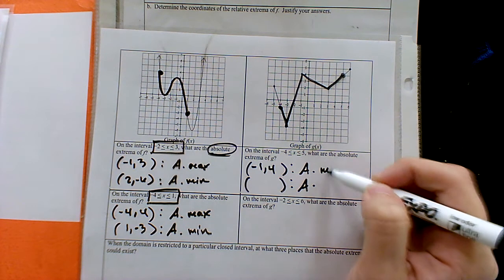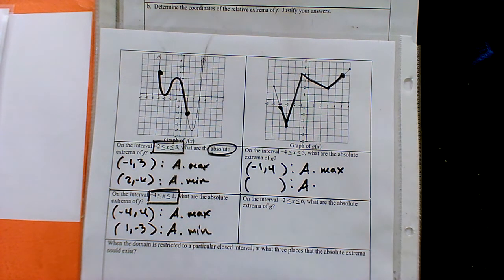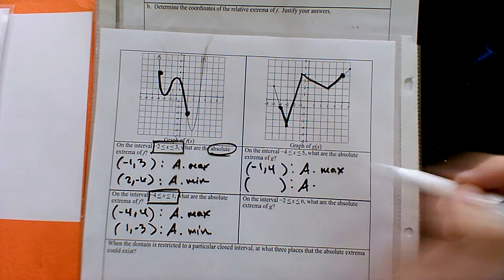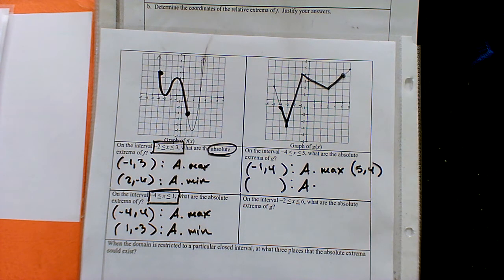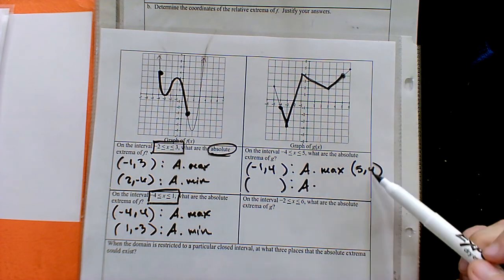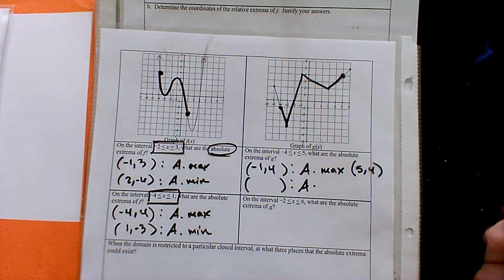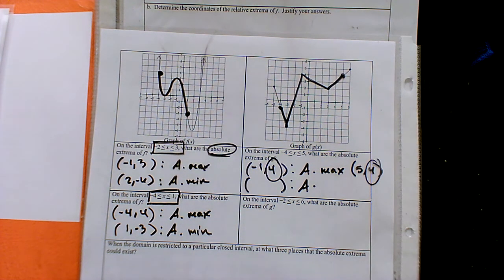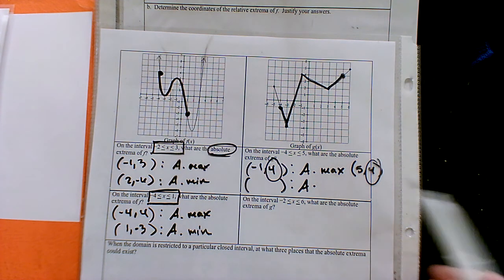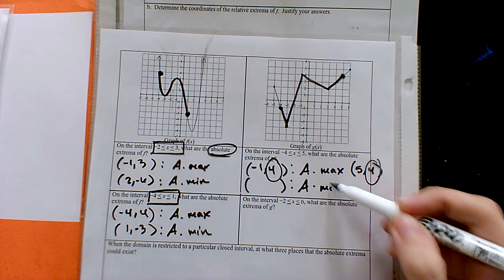Absolute max. So it's (5, 4). Okay, so you can have 2 points. Notice how they have the same height though, right? The same height of 4. You could have multiple points at that same height, but realistically the highest value you reach is 4. So you can't have more than one point at the same height of 4. What about the absolute min?